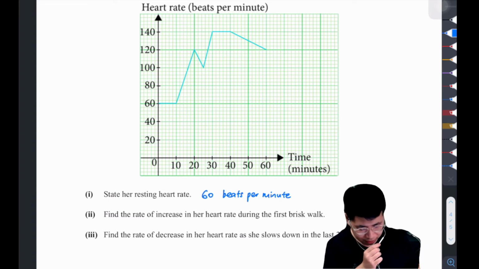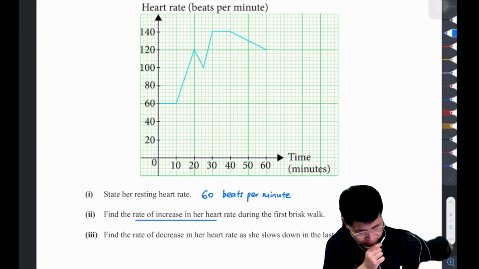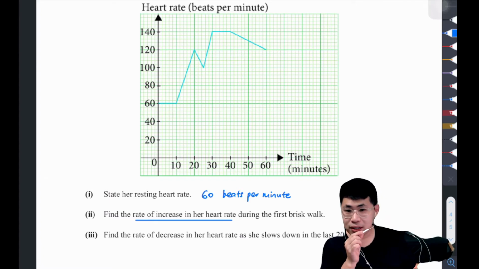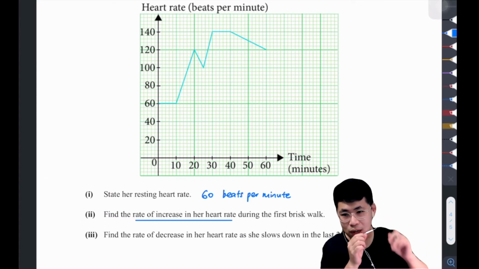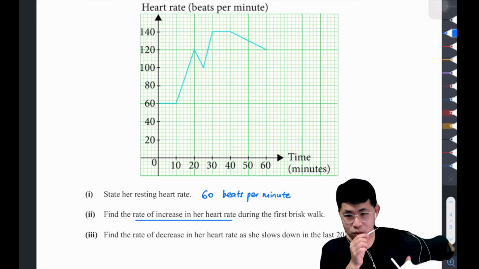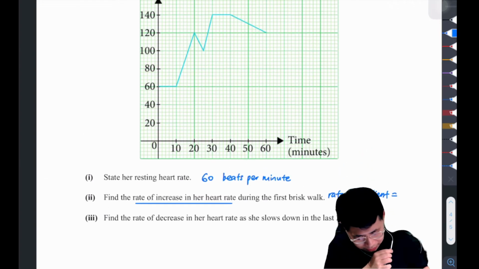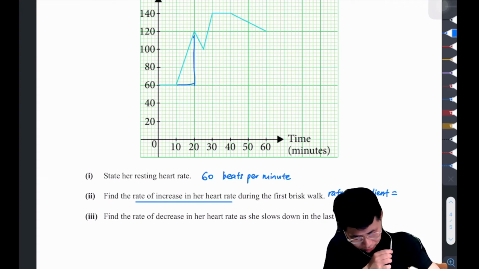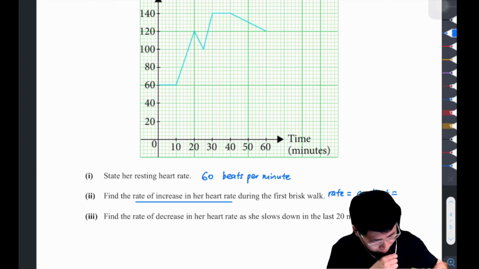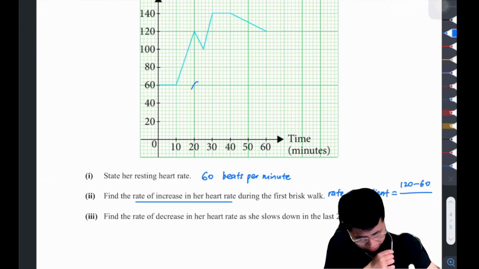Now find the rate of increase in her heart rate during the first brisk walk. So what do you mean by rate of increase? Rate meaning we need to look for gradient. So how do we look for gradient over here? The gradient is equal to rise over run. So how much rise is this? 60 to 120, or we can make use of y2 minus y1, which is the rise, over x2 minus x1, so 20 minus 10.